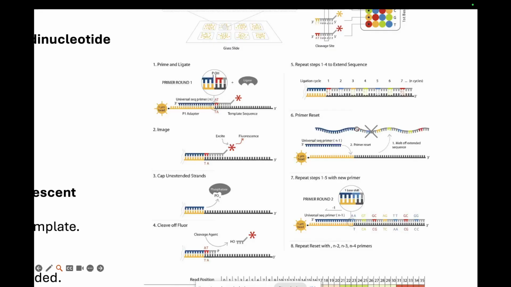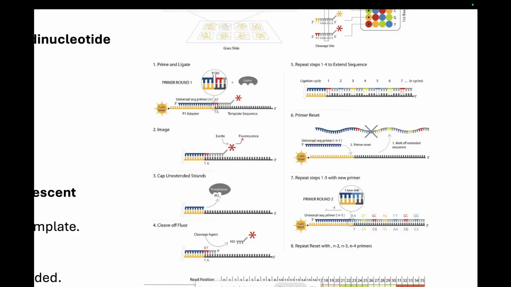And then after that is done, you can reset the primer. You can basically melt off the extended sequence and just get the primer back again. And then again, you can do so. Basically, you can recover the primer from this experiment, and you can use it for your next run. So that is also possible here.